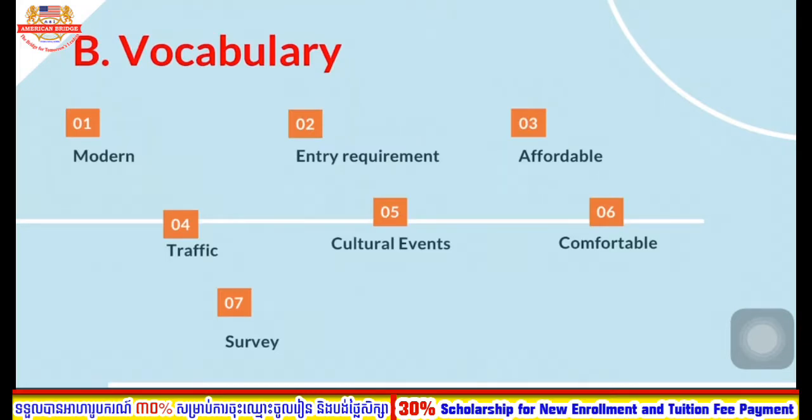Okay, good students. Now repeat after me all together. Number 1, modern. Entry requirement, affordable. Again, affordable. Traffic, cultural events, comfortable, survey. Okay, good students.